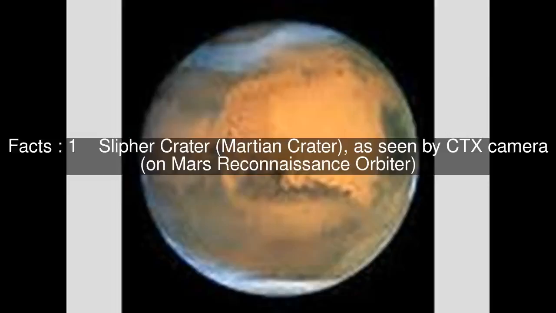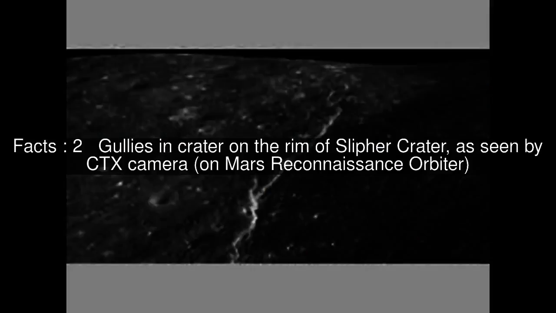Slipher crater, Martian crater, as seen by CTX camera, on Mars Reconnaissance Orbiter. Gullies in crater on the rim of Slipher crater, as seen by CTX camera, on Mars Reconnaissance Orbiter.